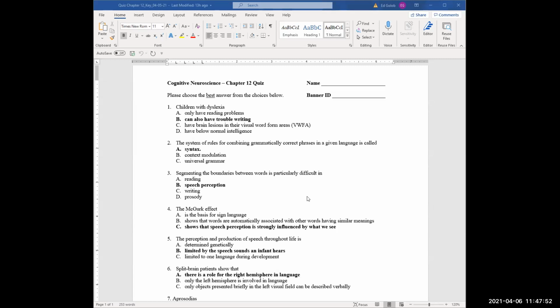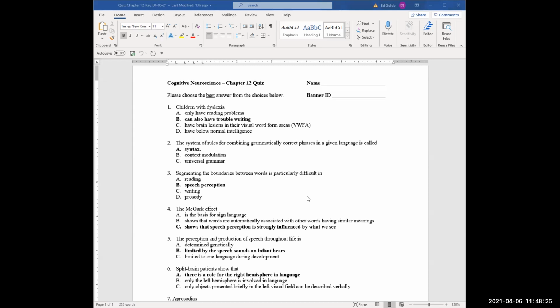All right, question number 1, children with dyslexia. So it's not limited just to reading. Some people with dyslexia may have a very narrow problem with reading, and it's most obvious to parents, and it's a cause for concern there. But if you look at them closely, oftentimes people will have trouble writing as well. And the areas of the brain that are important for reading and writing are in the same neighborhood, at least. So that may be one reason for that overlap.